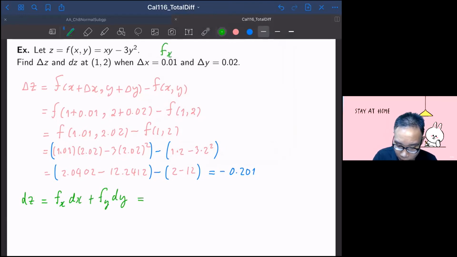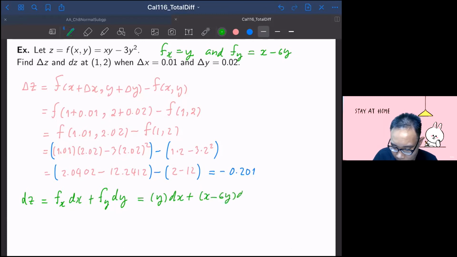Let me compute f_x. The derivative with respect to x is y. And f_y, the derivative with respect to y, is x minus 6y. So dz is y dx plus (x minus 6y) dy. You just use these two derivatives down here.